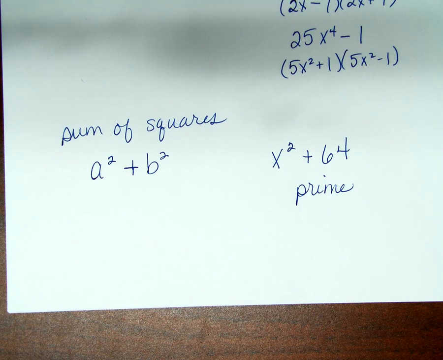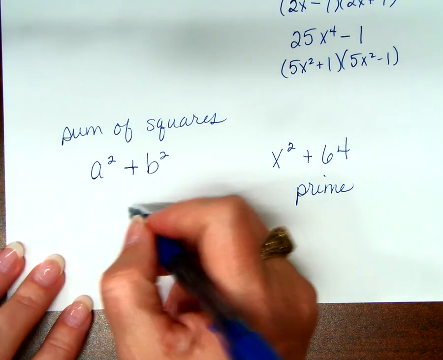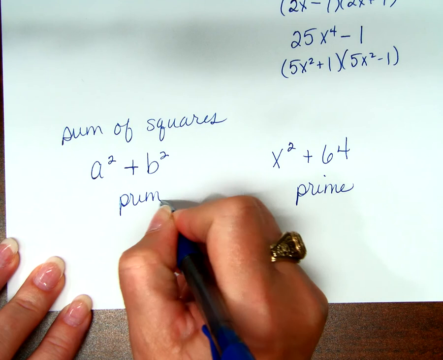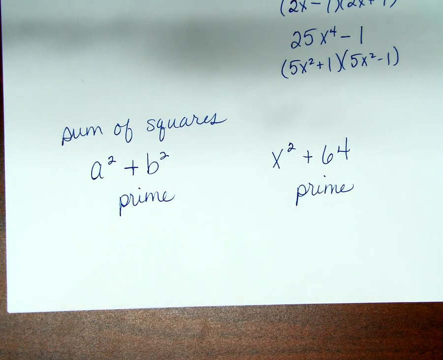So as long as you recognize it as the sum of squares, you're done. See why I said it was a 1? So we write prime under it? Yep, that's prime. What does the word prime mean? Its only factors are 1 and itself. Okay? Questions so far? Doing okay? All right.